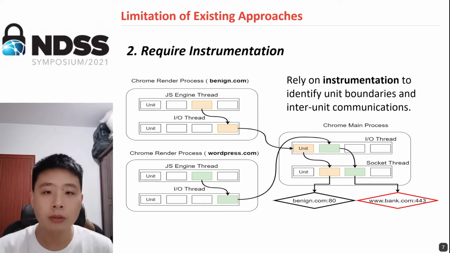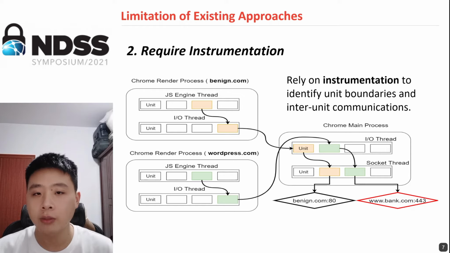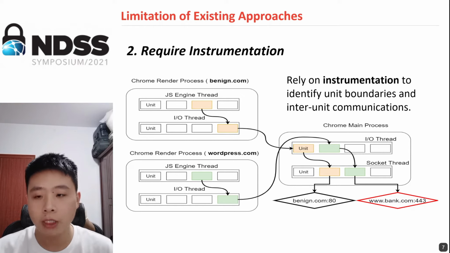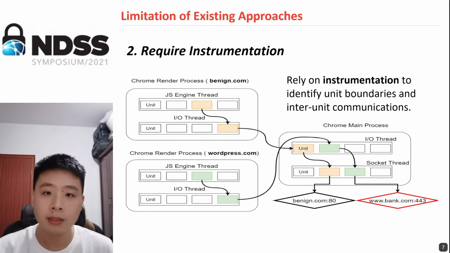Some approaches try to solve the problem by instrumentation to identify unit boundaries and inter-unit communication. With such information, a process can be divided into semantically independent units like different web pages. Only system events within the same unit have a causal relationship, which solves the dependency explosion problem. However, instrumentation is not practical.